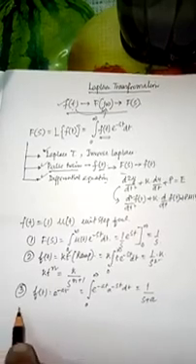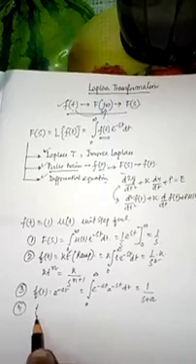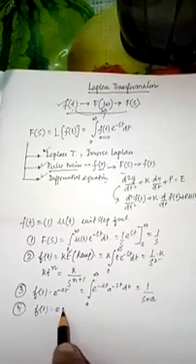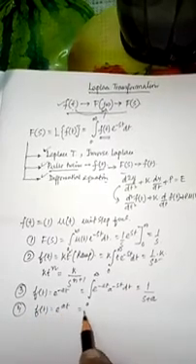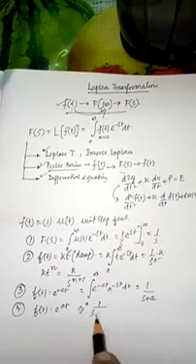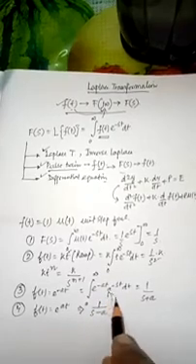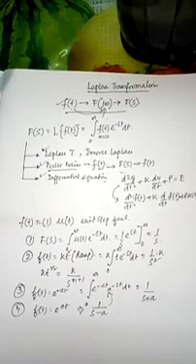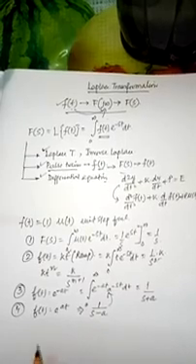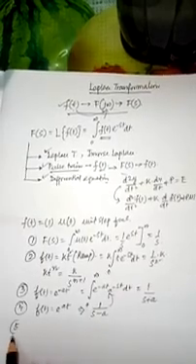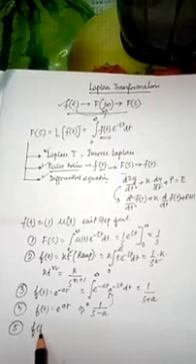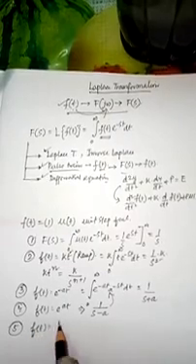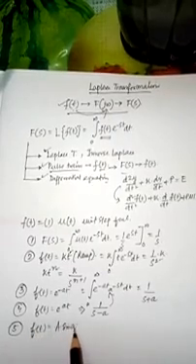If you are taking that differently, f(t) equals e to the power at, so it will be giving 1 by s minus a, because it is quite the same type of problem. Okay, now number 5, f(t) equals a sine of omega t.